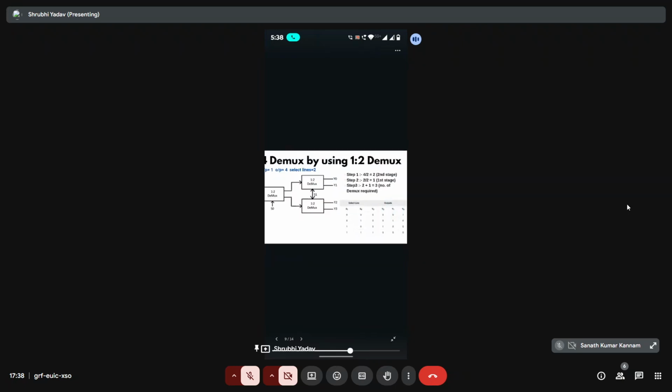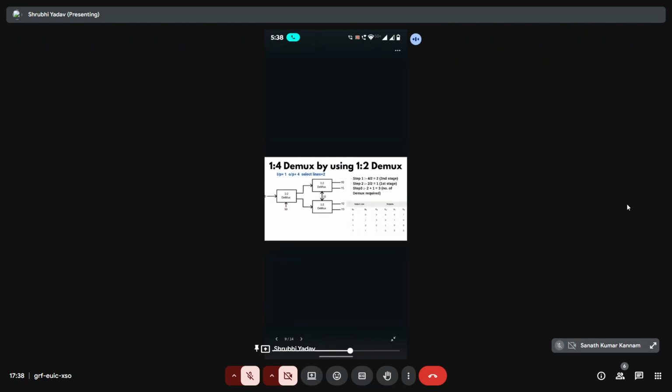And truth table is as follows. The select lines S1 and S0, when both are 0, Y0 is selected. When it's 0, 1, that is S1 is 0 and S0 is 1, the Y1 data is selected. As S1 is 1 and S0 is 0, Y2 is selected, and when S1 and S0 both are 1, then Y3 is selected. Moving towards 1 cross 8 demux using 1 cross 2 and 1 cross 4 demux.